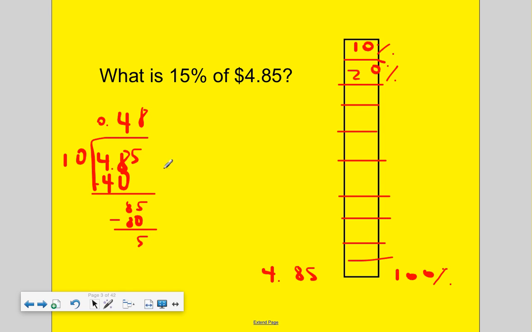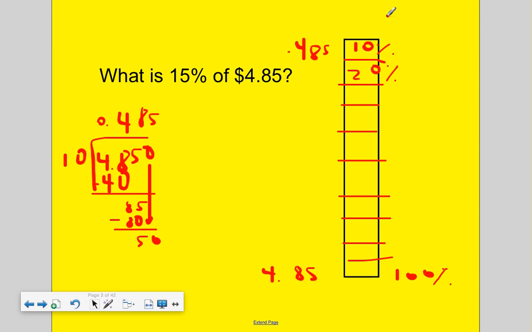I need to get rid of this remainder. Annex a 0. Can 10 go in 50? 5 times. So it is 485 hundredths. So 10% is worth about 48 or 49 cents. Choose a number, whichever number you prefer, 48 or 49 cents.